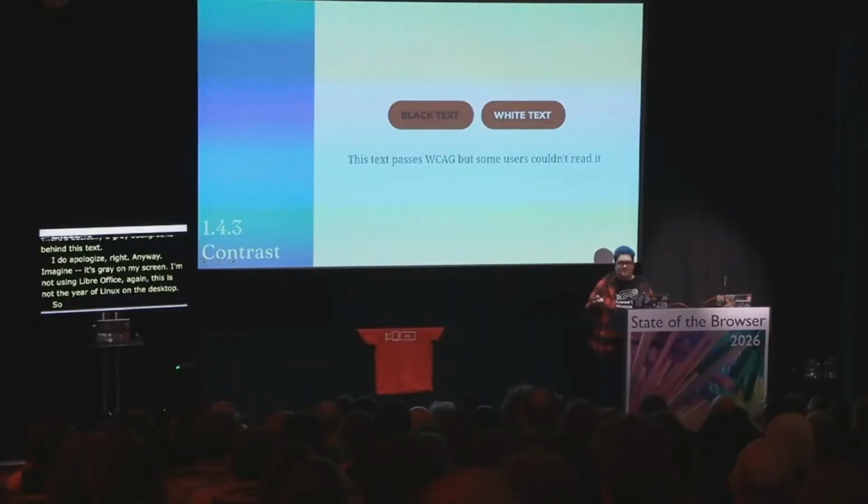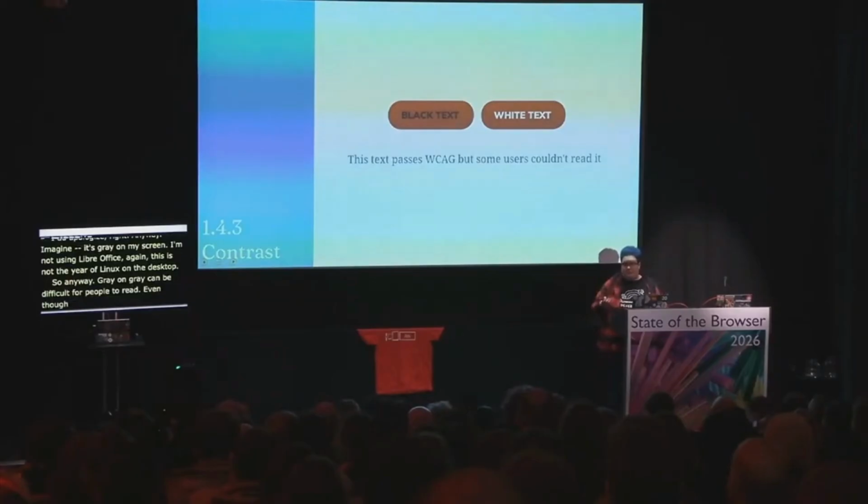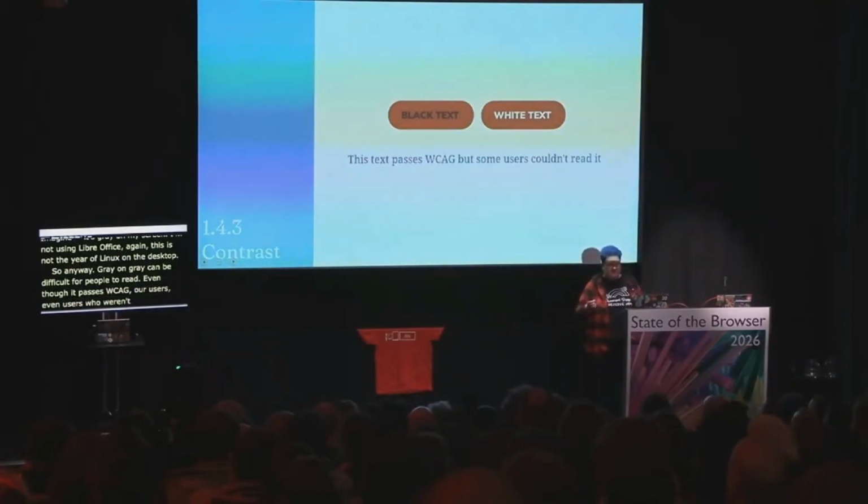So anyway, grey on grey can be difficult for people to read. So even though it passes WCAG, a lot of our users, particularly even users who weren't reporting any visual impairments, were saying they couldn't read it, right? So this is something you only find out from user research. So, okay, problem the first, some of the WCAG criteria are a bit counterintuitive.